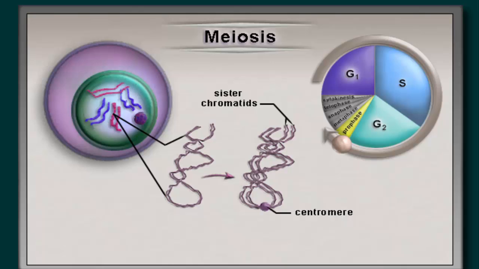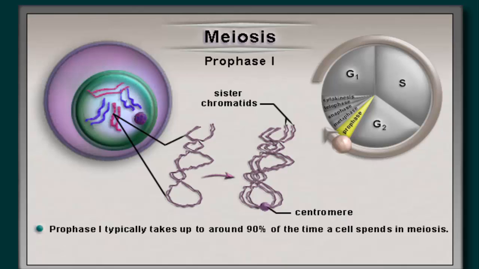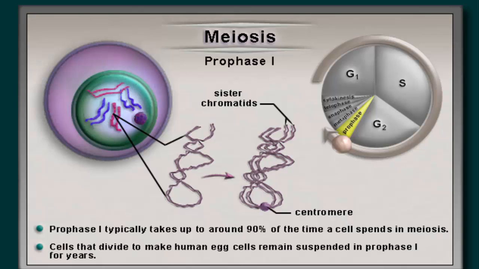Prophase of meiosis 1, called prophase 1, is the longest phase of meiosis, typically taking up around 90% of the time that a cell spends in meiosis. In fact, cells can remain in prophase 1 for days, weeks, or in the case of the cells that eventually divide to make human egg cells, years. In addition to the amount of time spent in prophase 1, there are several important differences between prophase 1 of meiosis and prophase of mitosis, which you will learn about in the following scenes.